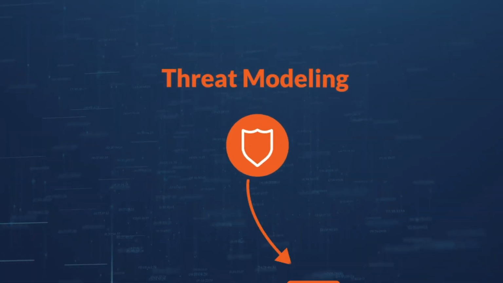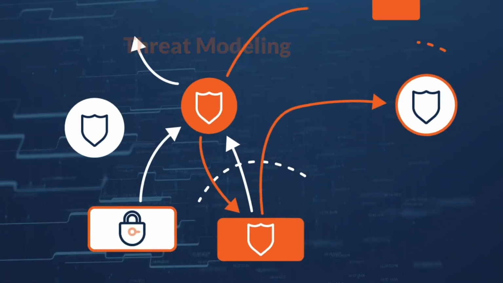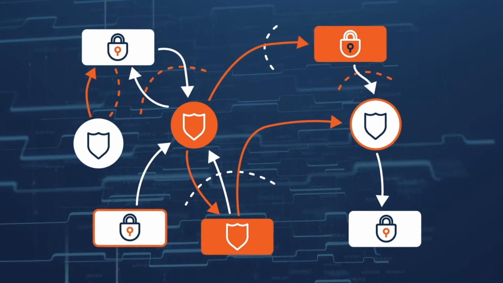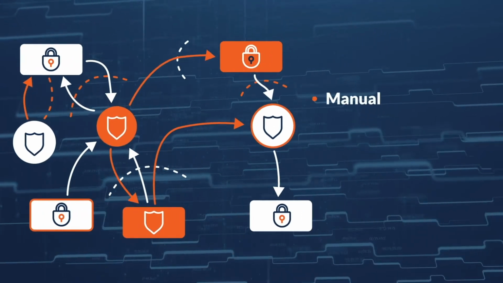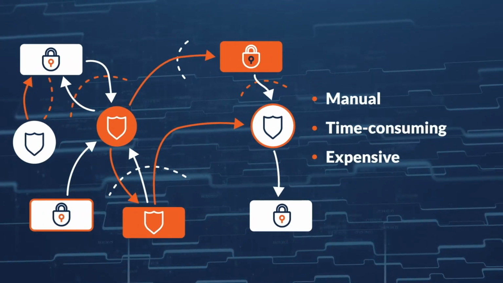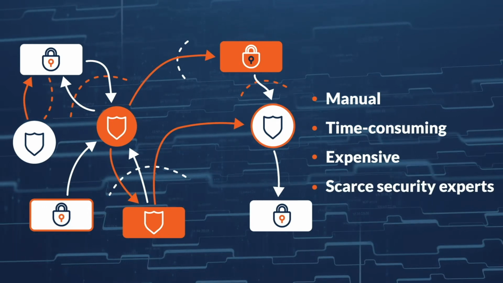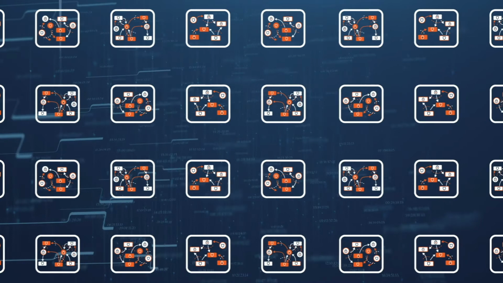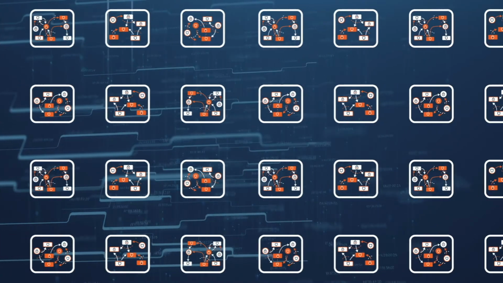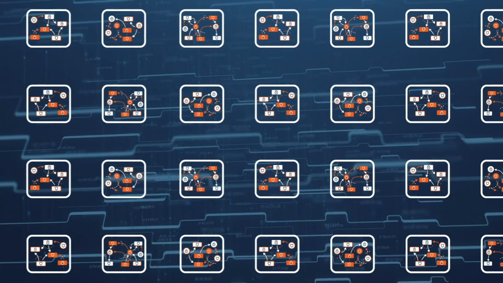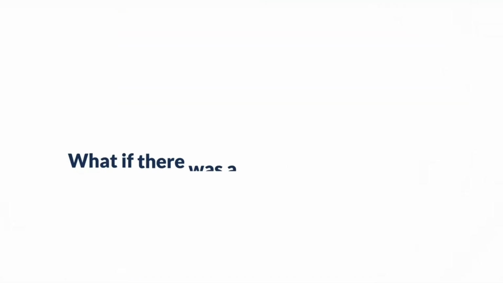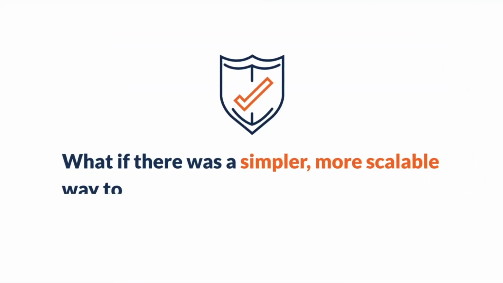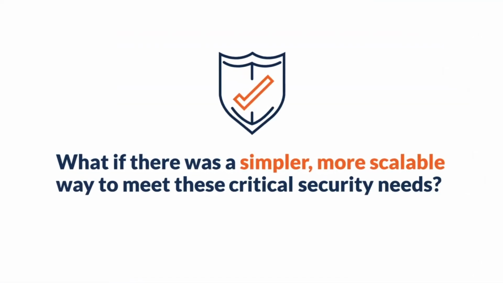Threat modeling is a great way to ensure you build products securely, but most traditional threat modeling processes are manual, time-consuming, expensive, and dependent on scarce security experts. When you need to develop and ship software fast, do you really have the resources to effectively threat model your entire software portfolio? What if there was a simpler, more scalable way to meet these critical security needs?